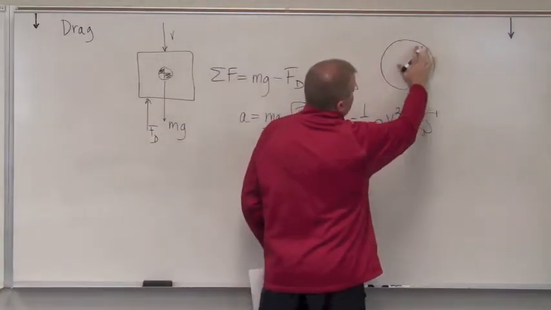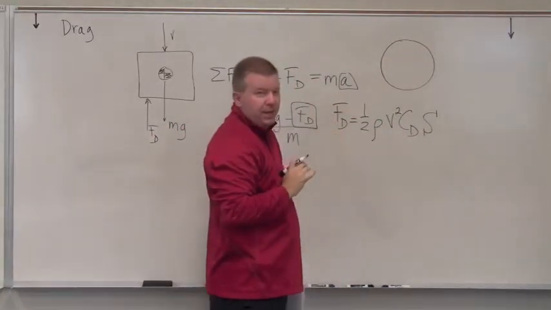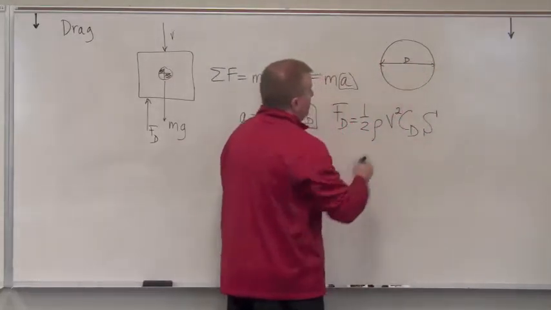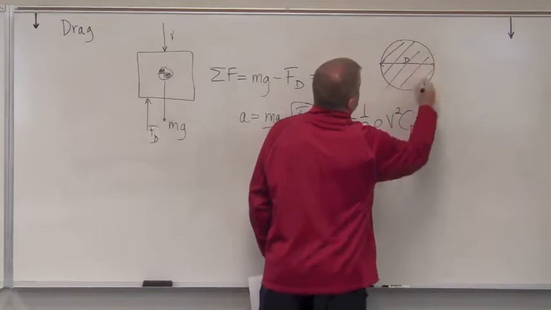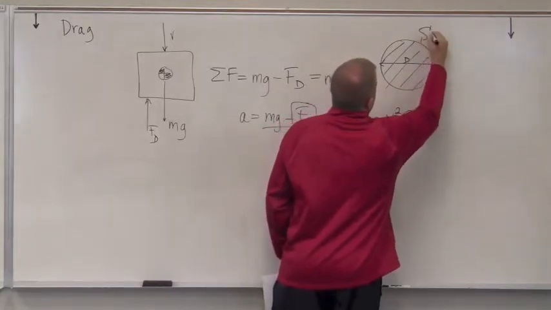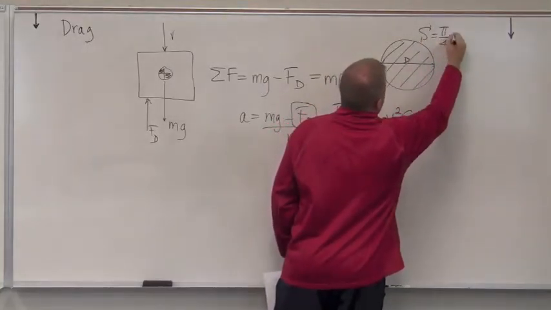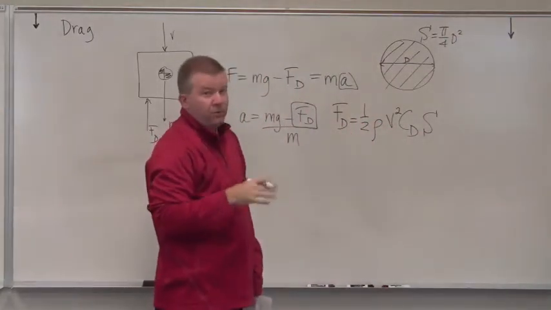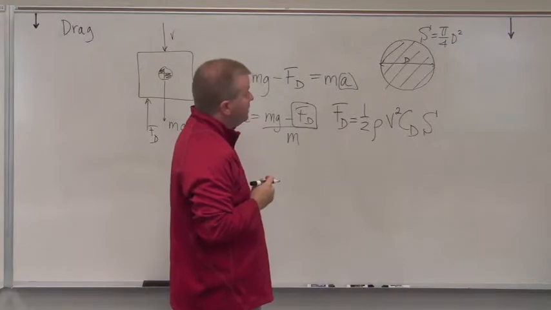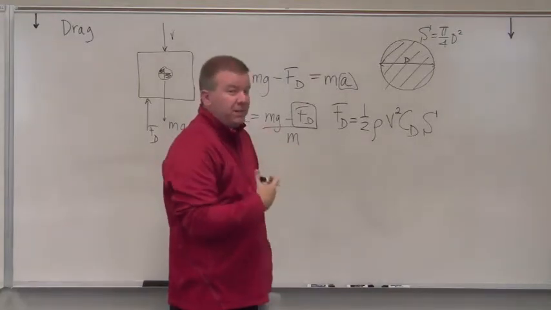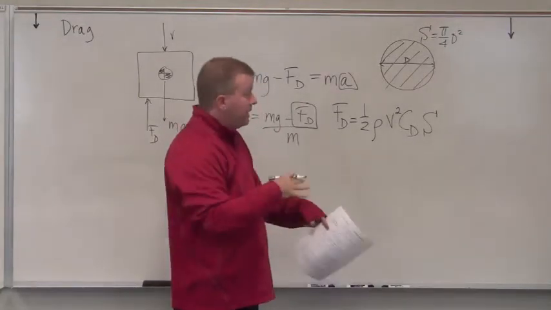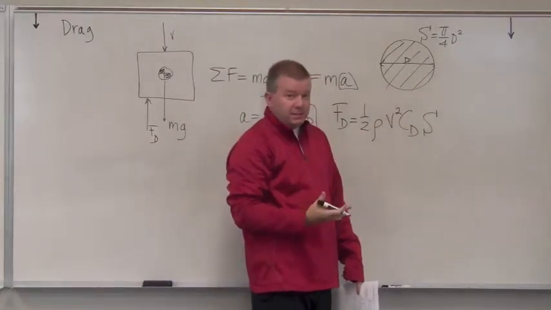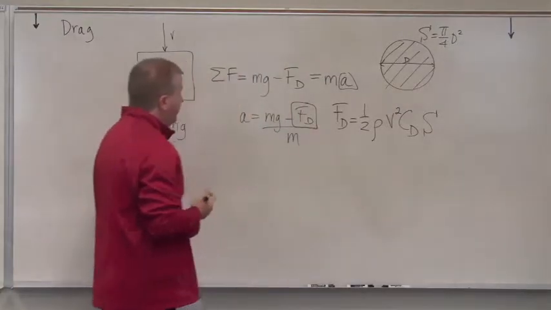On a sphere, which is what we commonly use when flying through the atmosphere, the only thing the fluid sees is a circle, at the maximum diameter. So S for a sphere is pi over 4 times d squared. That's what we use for that. It's not the entire surface area, it's just the area that the fluid sees, and you've got to make sure you do that correctly.